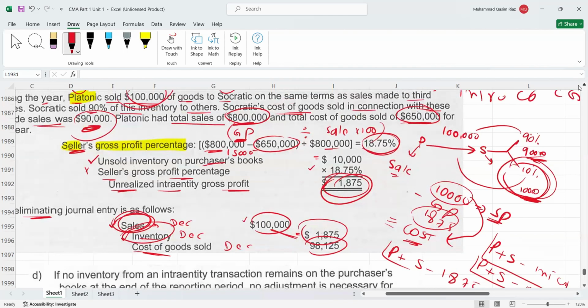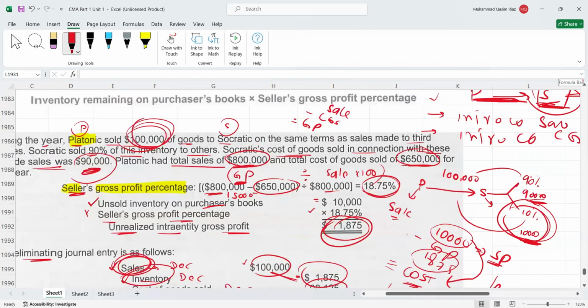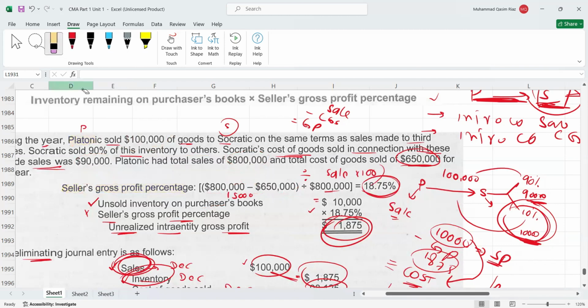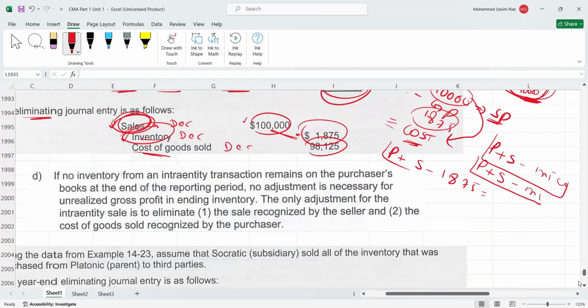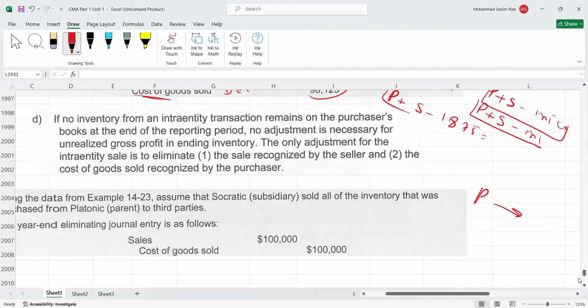Please don't forget here, the parent sold goods to the subsidiary for 100,000, but the subsidiary has sold only 90% of those goods to a third party. But in the other scenario, if the subsidiary has sold all 100% of the goods to the third party, you will do two things only. You have to cancel the intra-company sale and intra-company cost of goods sold, because you don't have any unrealized profit on intra-company inventory, as there is no inventory held on the purchaser's books.